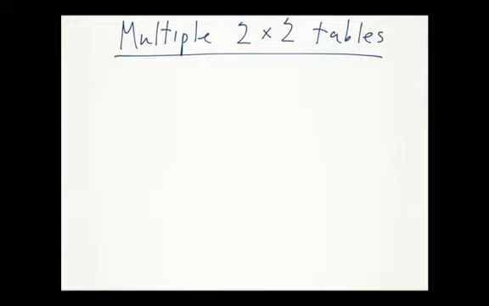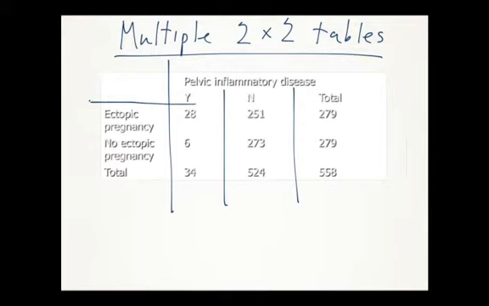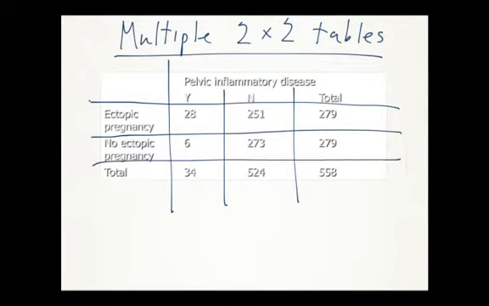So today we're going to extend what we talked about to multiple 2x2 tables, but we'll start with a bit of a review to refresh your memory about where we are. So here's another example of a 2x2 table. Here we're looking at pelvic inflammatory disease, yes, no, and then ectopic pregnancy, yes or no, and then assessing whether there's a relationship between these two variables, okay?